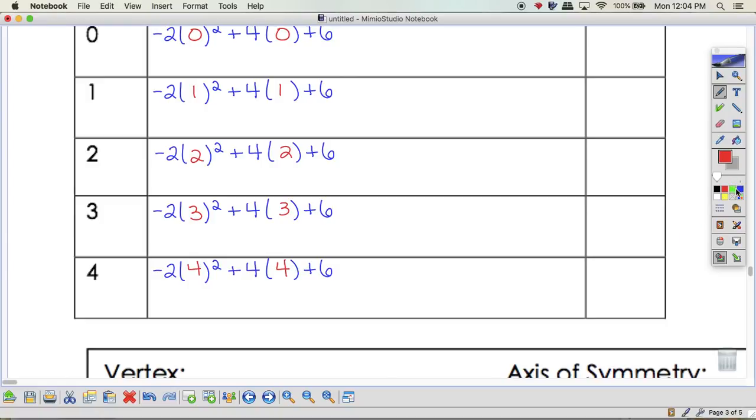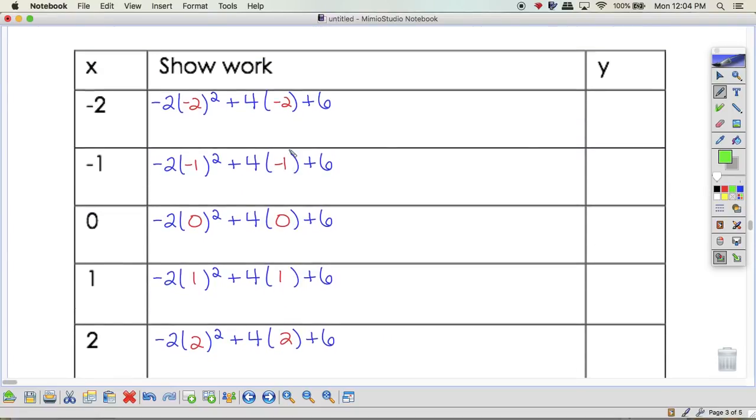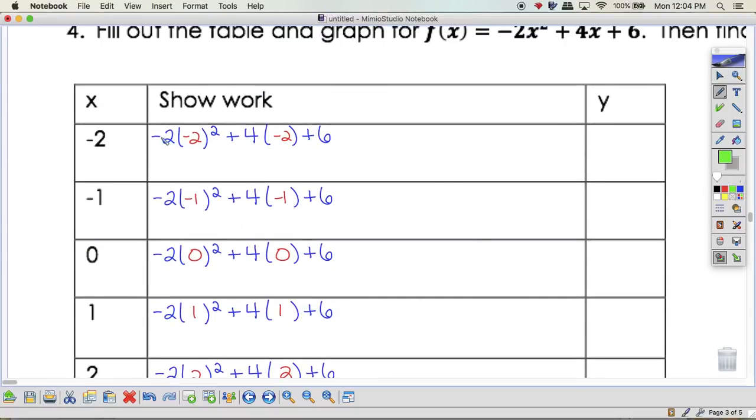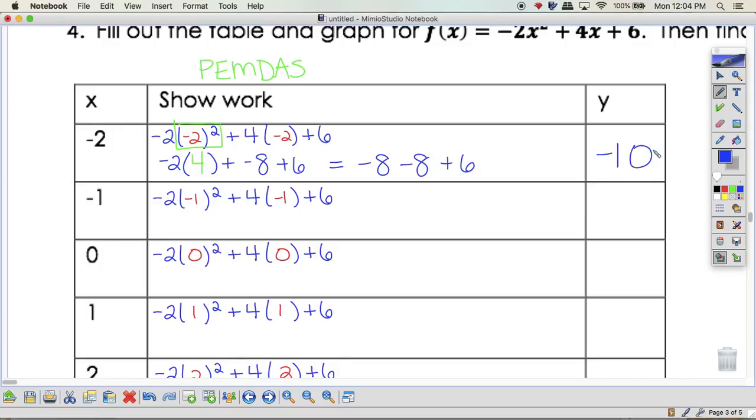When you go to figure these out, it is very important that you do the order of operations. So when I do this, would I do negative 2 times negative 2 and then square it? No, if I do the order of operations, PEMDAS, I need to make sure to do the negative 2 squared first. That gives me positive 4. So always do the exponent first. Okay, 4 times negative 2 is negative 8 plus 6. That gives me negative 8 minus 8 plus 6, which is negative 10.